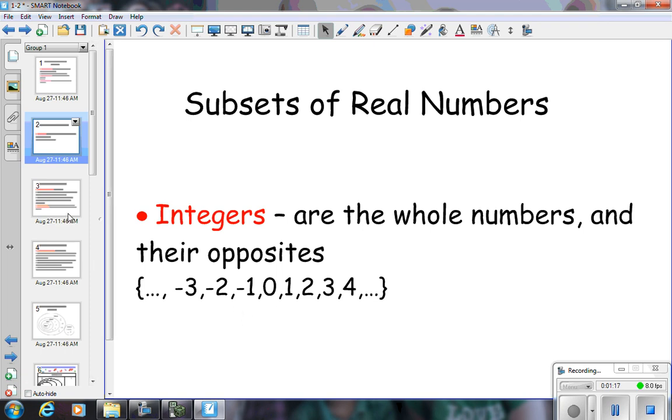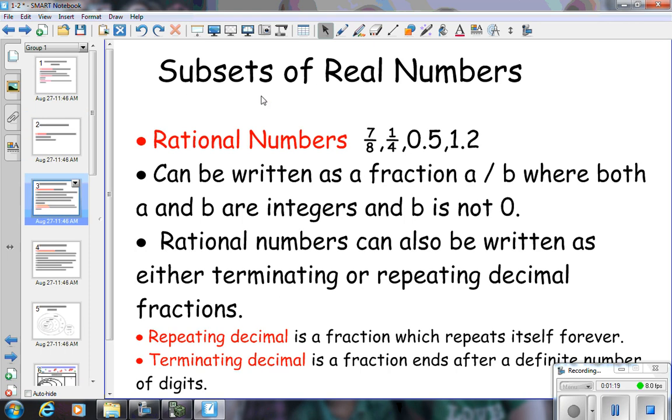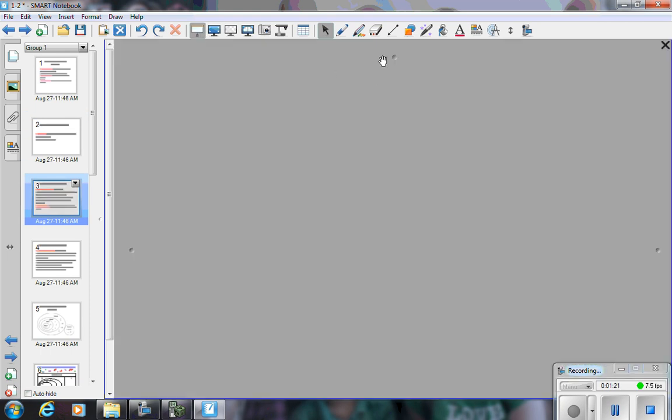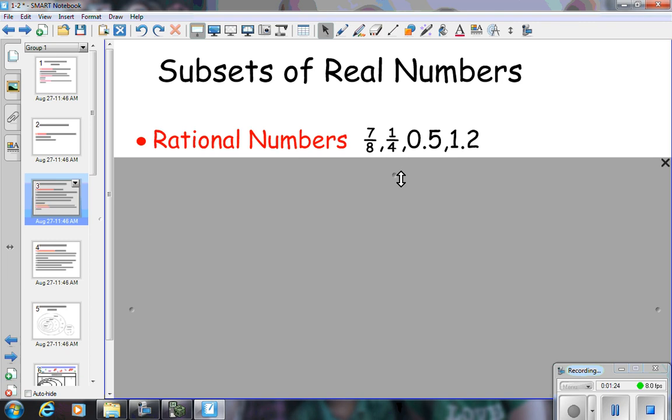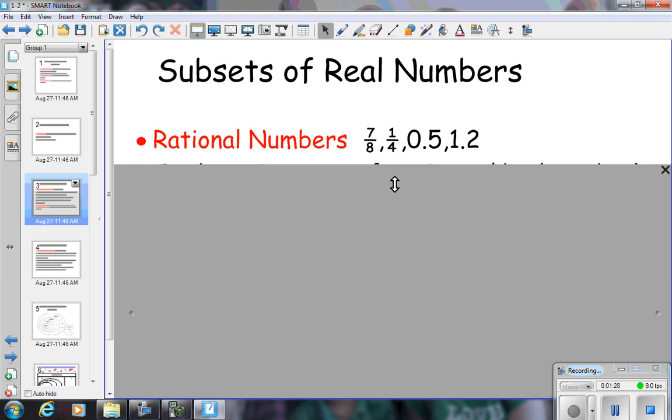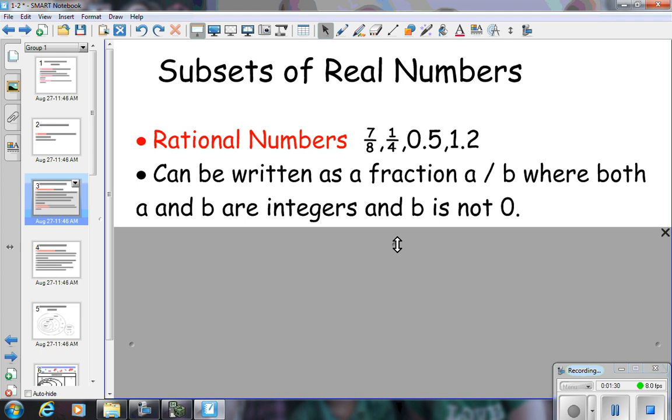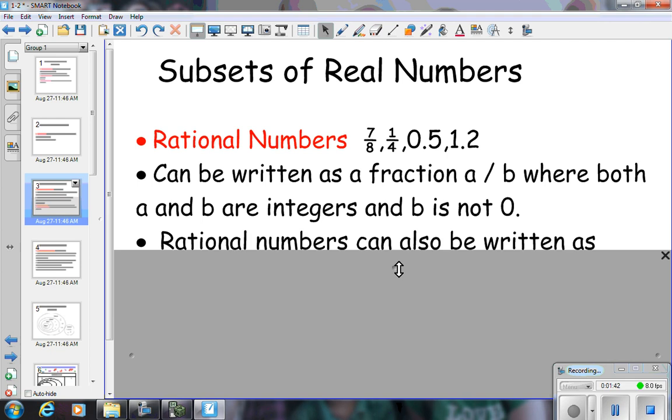Those are integers. The next set of numbers is called the rational numbers. Rational numbers are all of your fractions and decimal values. They can be written as a fraction in the form a over b, where both a and b are integers and b is not 0. So like 7/8, 1/4, -2/3. Anything that can be written in that form is a rational number.